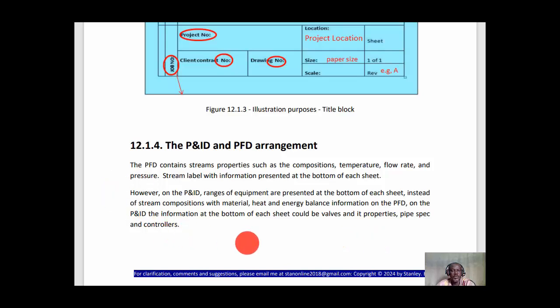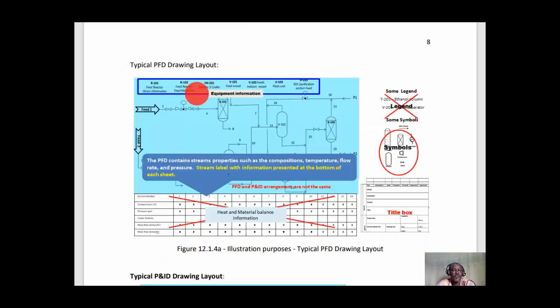On the P&ID, the information at the bottom of each sheet could be valves and heat property, pipe specification. Typical PFD drawing arrangement: for illustration purpose, at the top here we have equipment information. Here we have the drawing space. At the bottom here we have the heat and material balance.